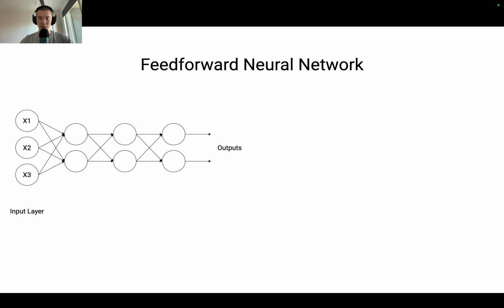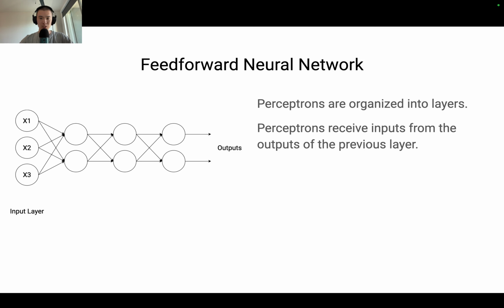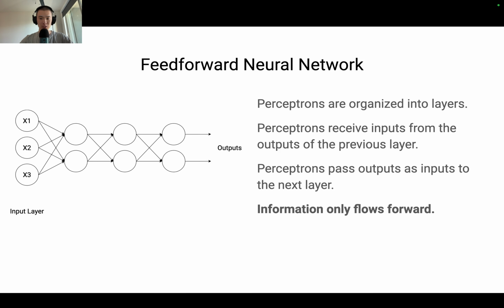So, a feed-forward neural network. Perceptrons are organized into layers. Perceptrons receive inputs from the outputs of the previous layer. Let's look at these two perceptrons here. They get their inputs from the outputs of the previous layer. And perceptrons pass their outputs as inputs to the next layer. So for these two perceptrons again, their outputs go to the next layer. Information only flows forward. In this diagram, this can be seen as left to right. So this is a feed-forward neural network.